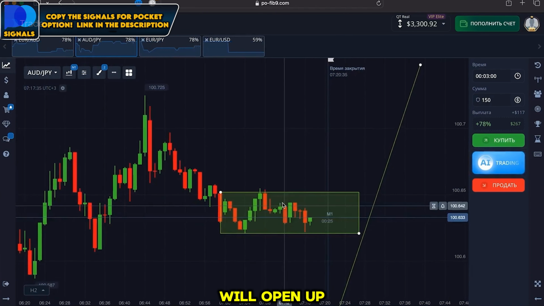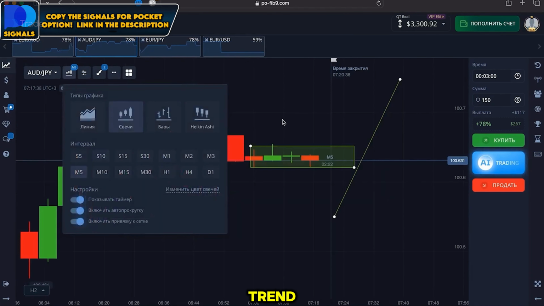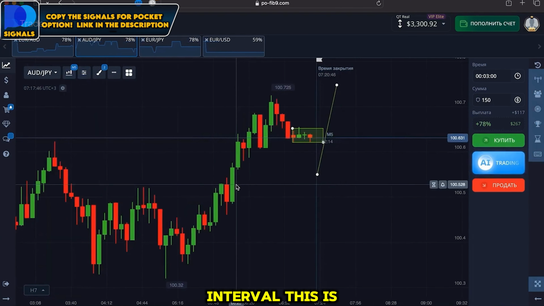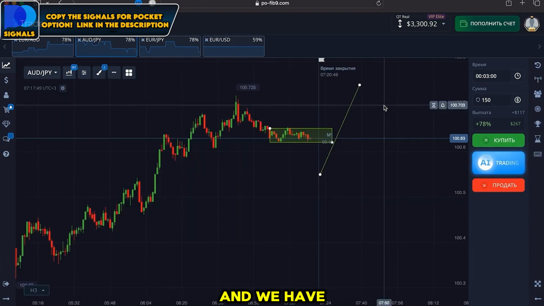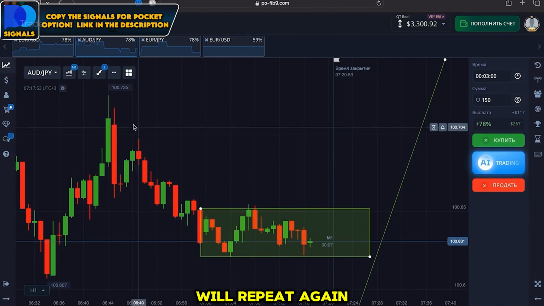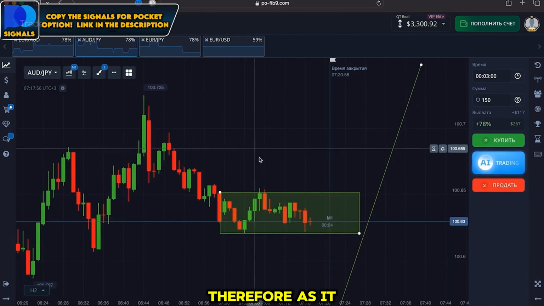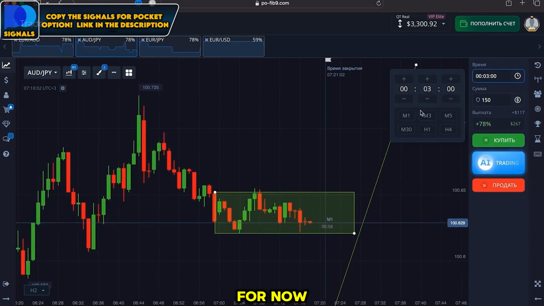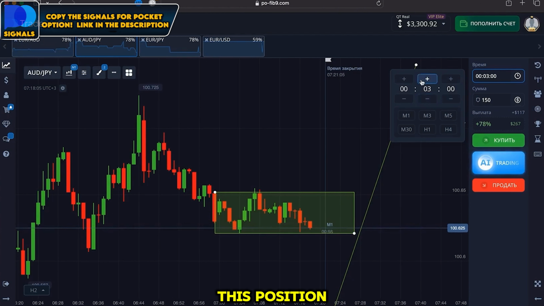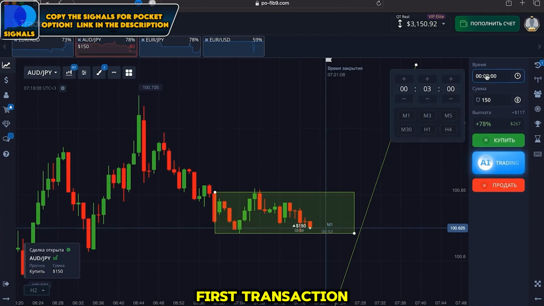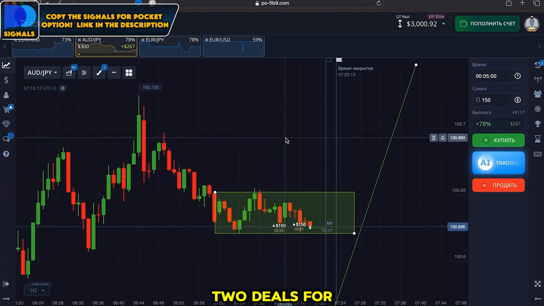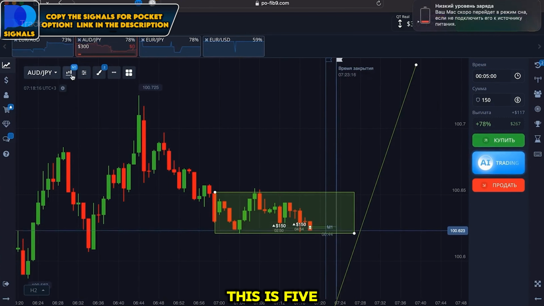If anything, we will open up now in any case because we still have an upward trend. And plus to this, the bulls are also not lagging behind on the minute interval. This is all clearly visible, and we have a small hole here, as I will repeat again. Therefore, as it seems to me, here the price is simply correcting itself for now. Therefore, we will push off from this position. Let me open for 3 minutes to increase the first transaction. And let's put 5 minutes on the second deal. That is, now we have opened 2 deals for an increase, for 3 minutes and 5 minutes.